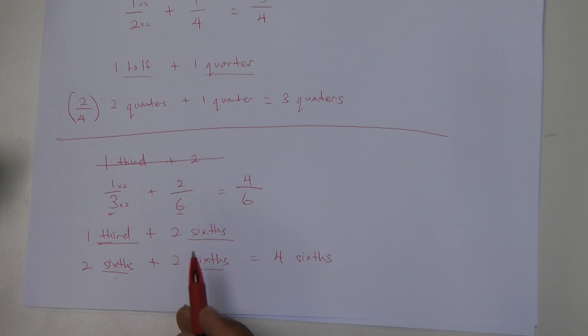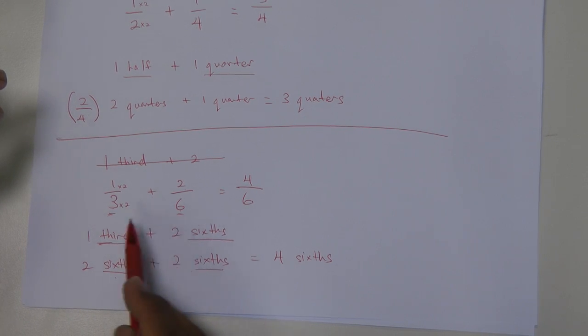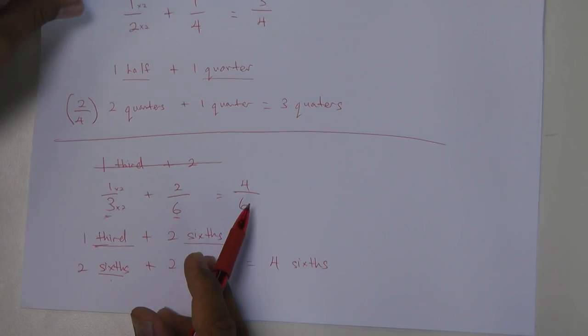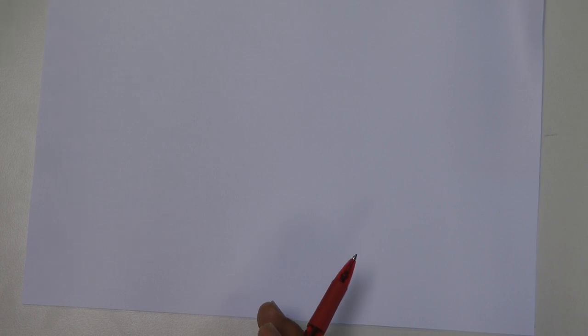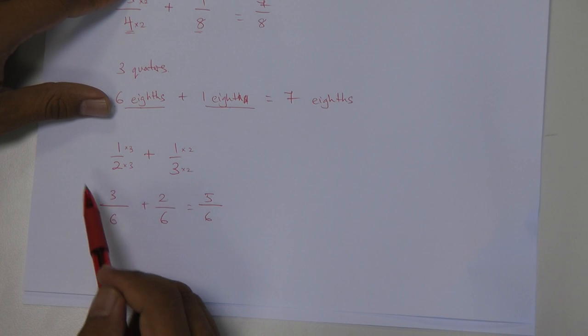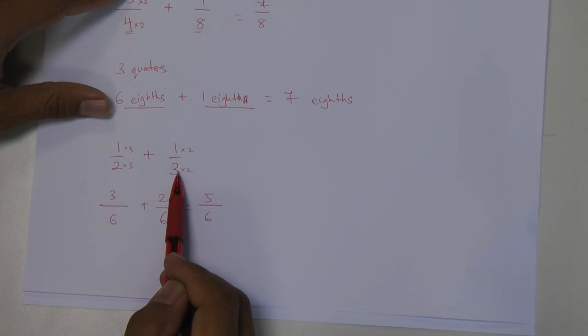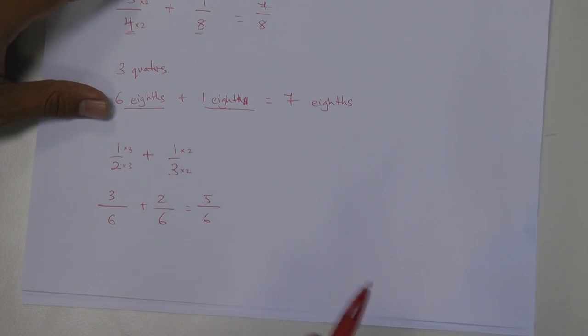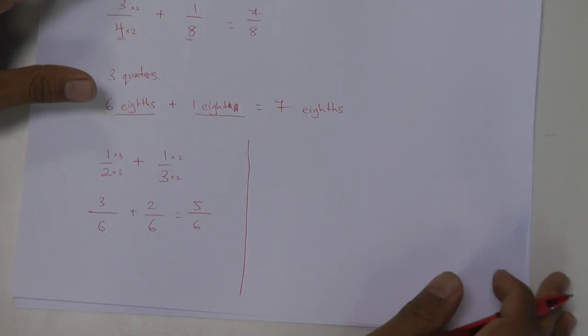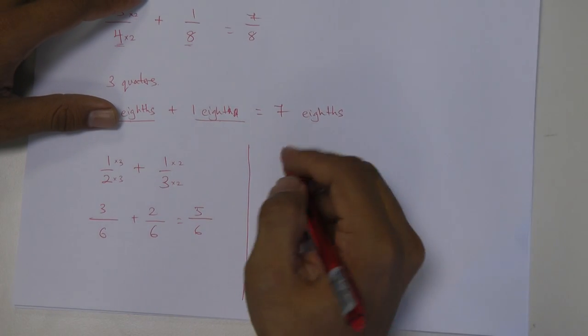Okay, so first you look at the denominators. Can they be a multiple of each other? If they can't, and if they are like this, 1/2 and 1/3, I can do a cross multiply. Okay, let's try and do another example of cross multiply for easy reference.